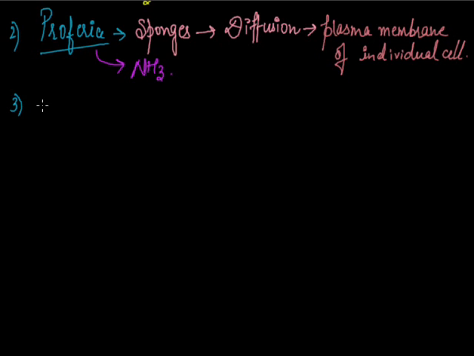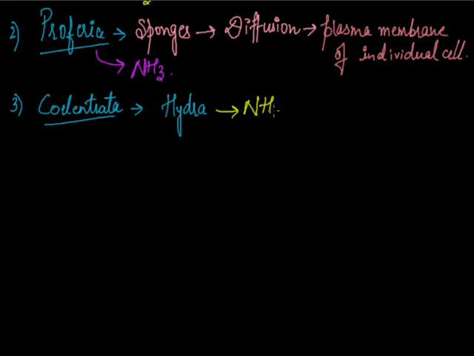Now the third one is coelenterata. The very good example of coelenterata is hydra. It's also aquatic, so it removes its waste in the form of ammonia. Again, it is by means of simple diffusion through the plasma membrane.